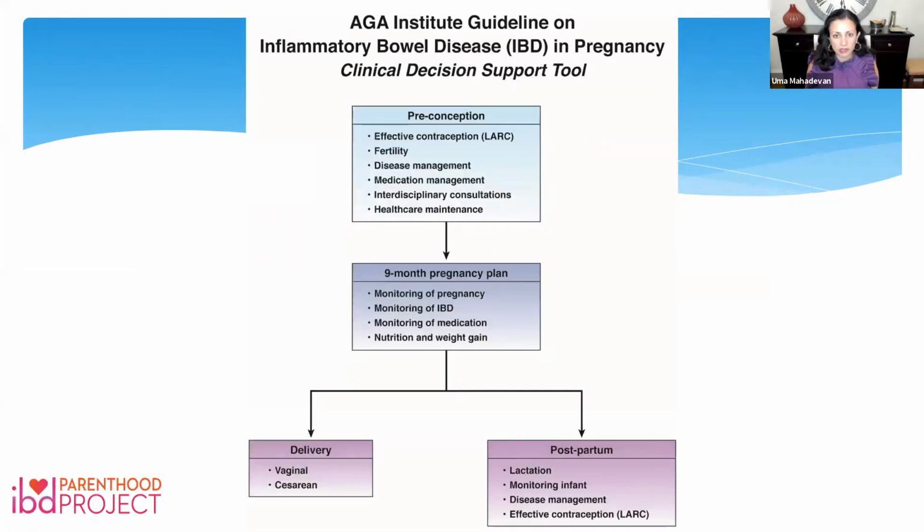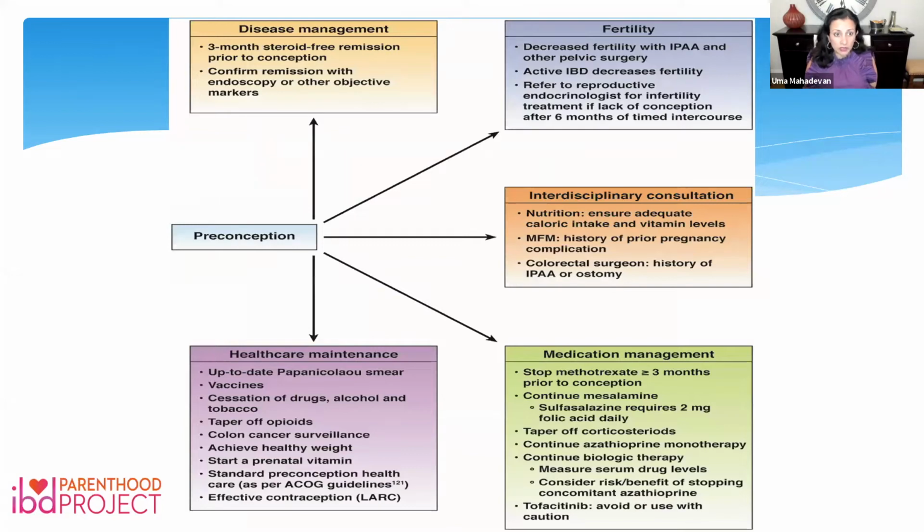So the clinical decision support tool that came out of this went through preconception, the 9-month pregnancy plan, delivery, and the postpartum. So what do we do in preconception? This is a very important time. Preconception doesn't necessarily mean the 3 months before they get pregnant. It can be anywhere that you see them, because what you want is to plant the seed that when they're ready to get pregnant, they should come talk to you first. But in those 3 months prior to pregnancy, there are certain things that you need to make sure are done.